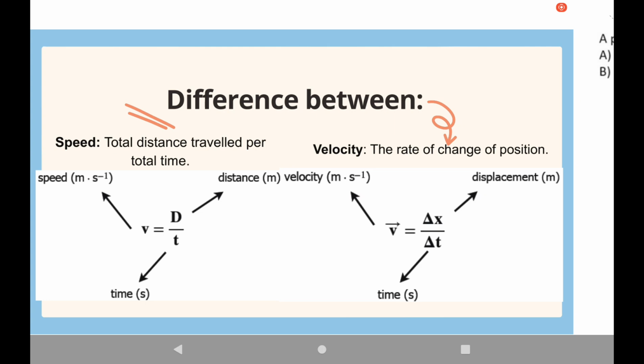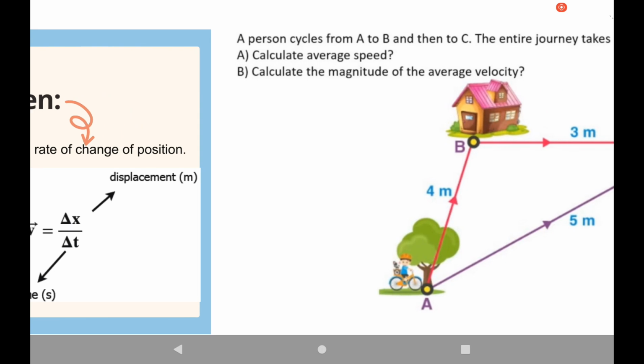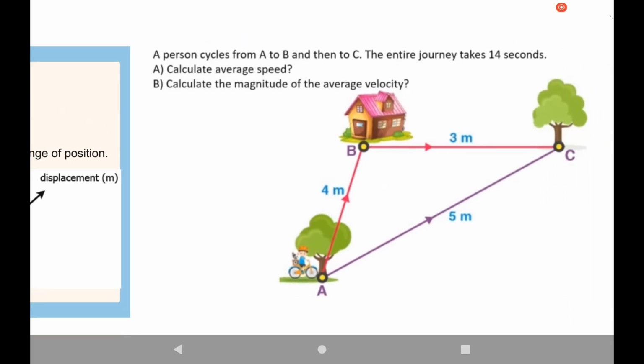Velocity is measured in meters per second. So make use of these two formulas. So you can see a question is there.